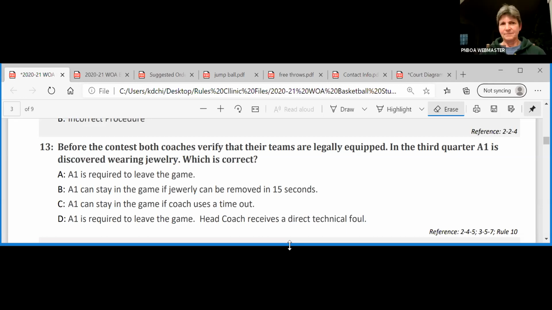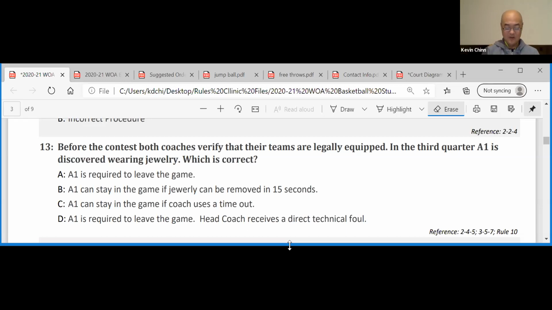Anybody else? I said A. I also said A. I said B. Everybody's A, and then if the coach uses a timeout after he removes the jewelry, A1 can come back in. So you're saying it's kind of like an injured player. They can buy him back in. If somebody had answered A right away, I was going to mess with you and say, well, what about C? Why can't he buy him back with a timeout?